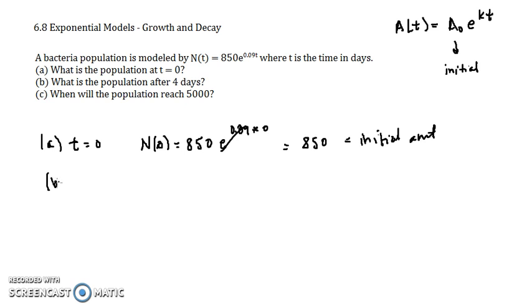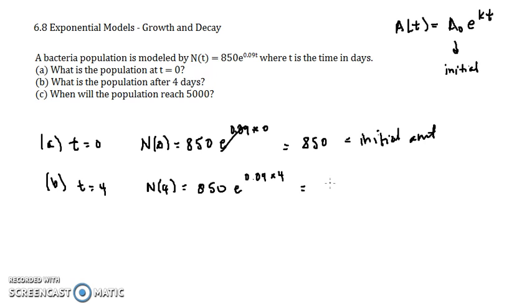What is the population after 4 days? 4 days. So are we given a time or an amount? That's got to be a time. So we've got t equals 4. And so just like we did up above, we're going to plug 4 in here. So our number at 4, N of 4, we've got 850 times e to the 0.09 times 4. We're going to put that in our calculator.